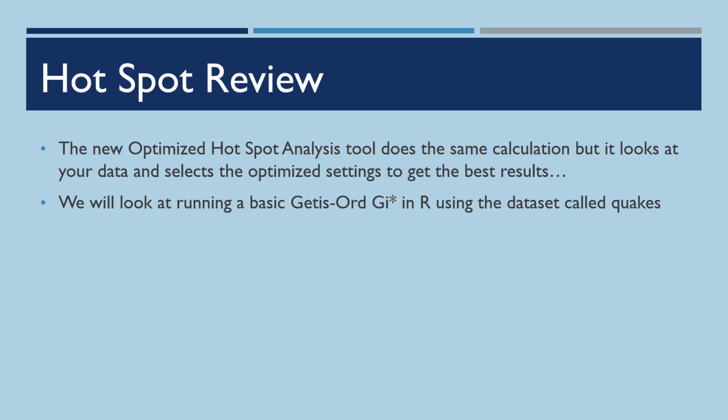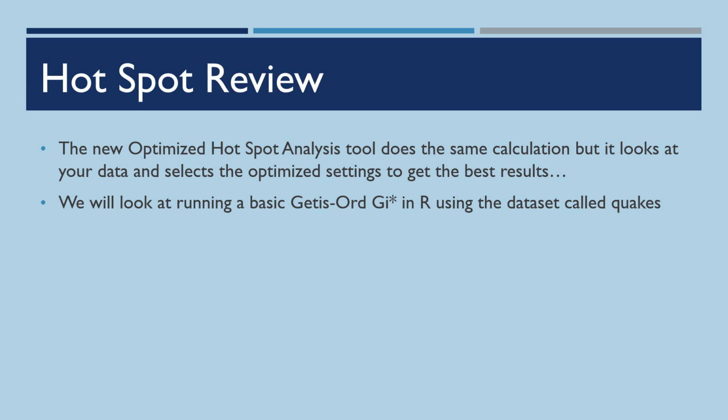There's a new tool called the Optimized Hotspot Analysis tool, and it does the same calculations, but it looks at your data and optimizes the settings to get the best possible results. So it looks at the number of samples in your data set. It looks at variance and things like that, and says, okay, given this, this, and this, what should the settings be where there are settings that we can change? Things like search radiuses, the number of neighbors, that kind of stuff. It'll then optimize that.